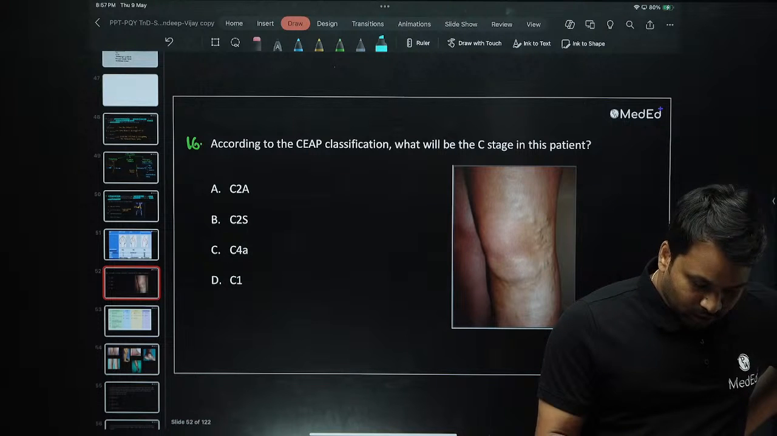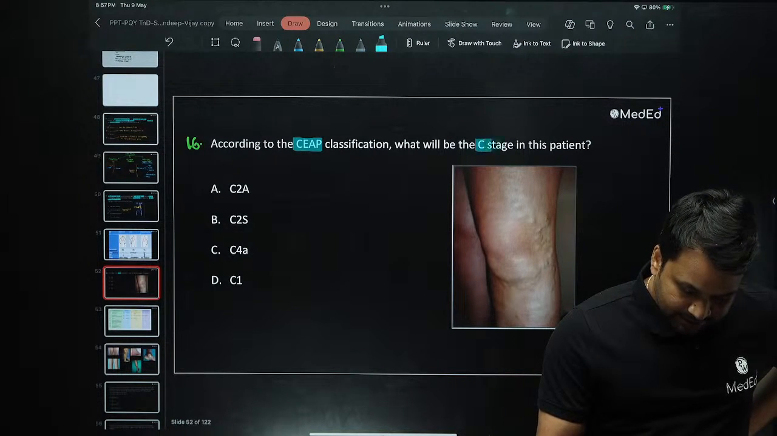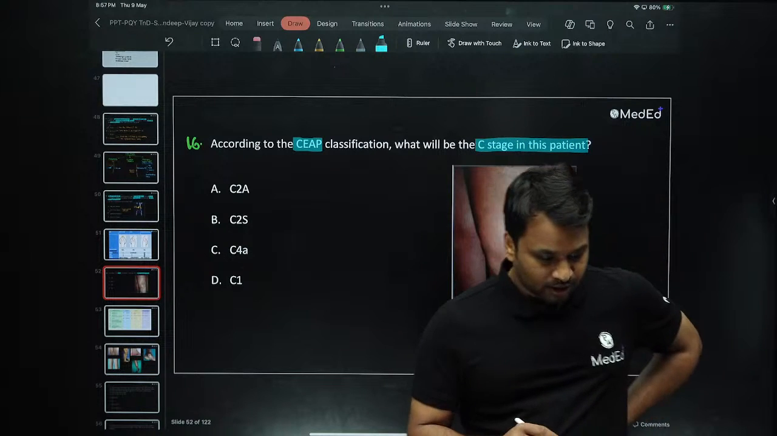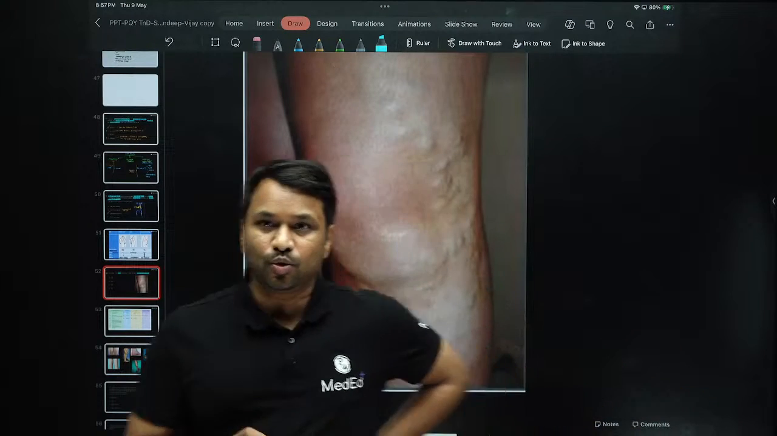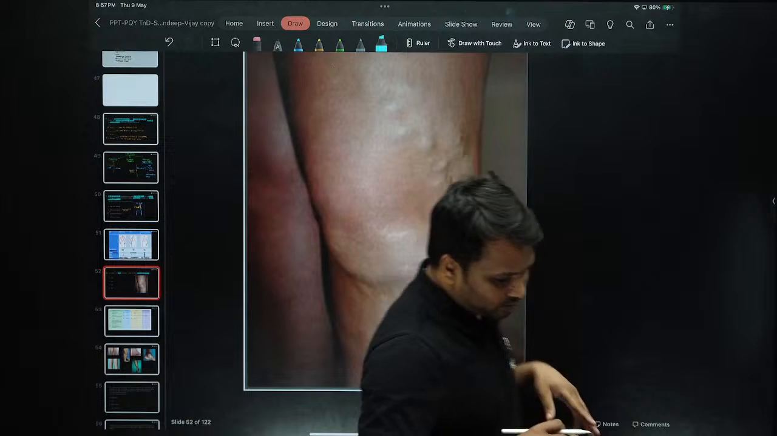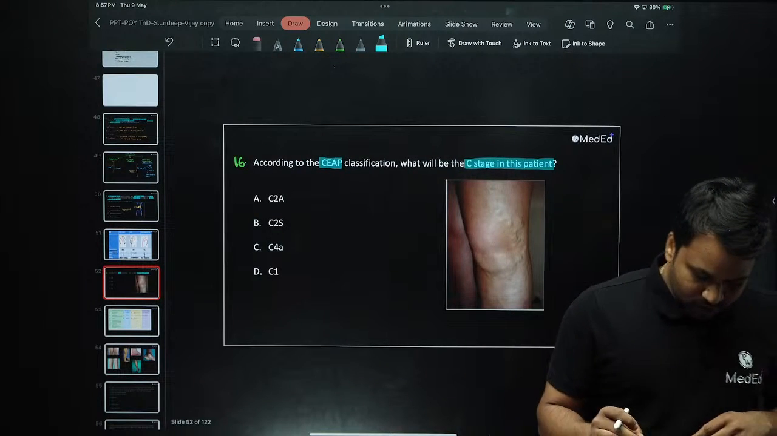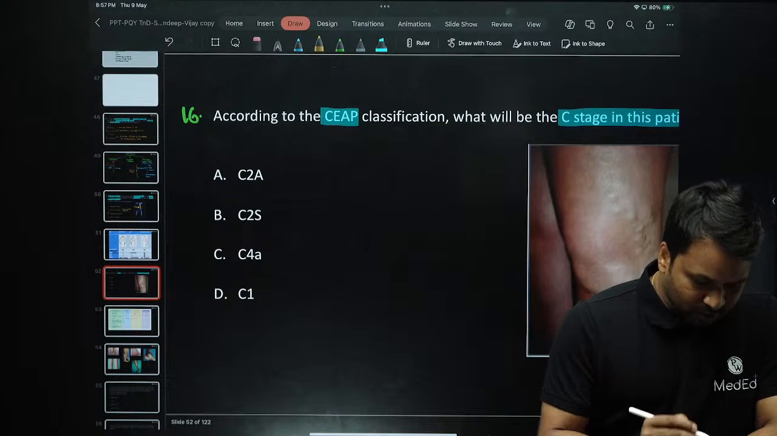Now, according to the CEAP classification, what will be the C stage of this particular patient? Now here what do you see? I only see varicose vein, nothing else. So these are the varicosities that are seen across here. So in varicose, what is the component? Let's see what options are given.